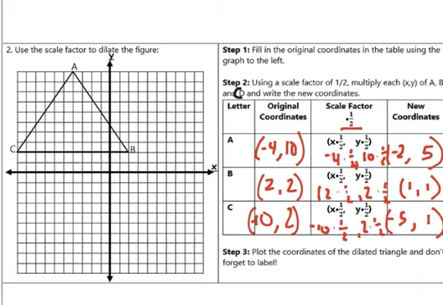So A prime would be over -2, up 5. 1, 2, 3, 4, 5. And we will label that A prime. B is 1, 1. So right here. Label it B prime. And C is -5, +1. So -5, +1. And label that one C prime.